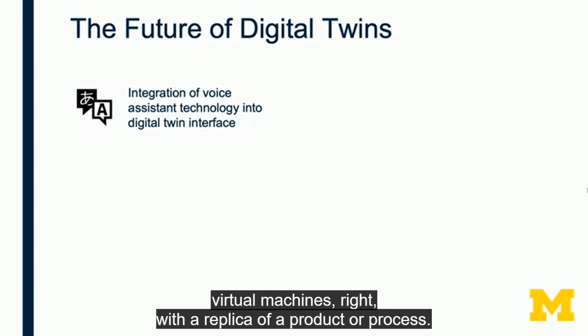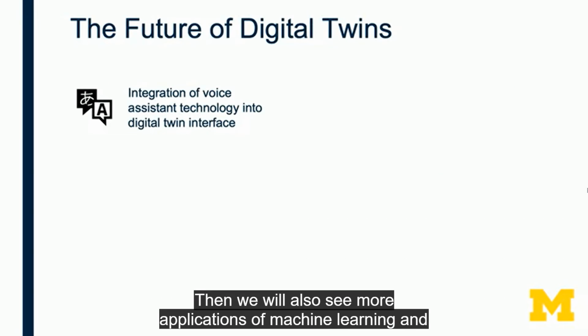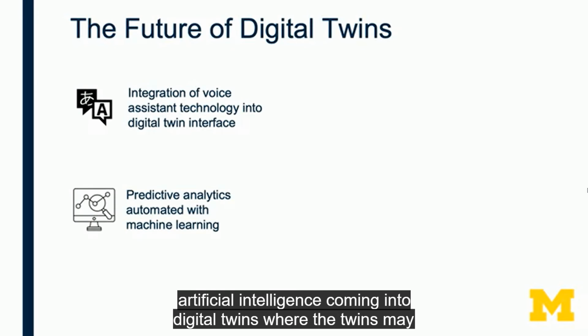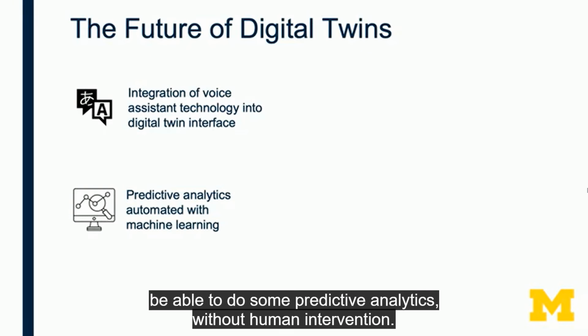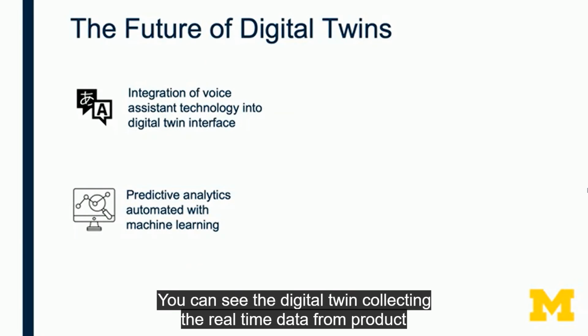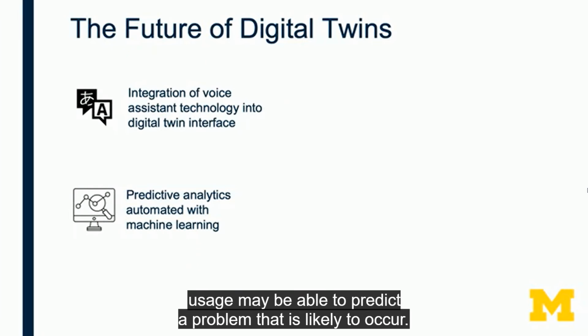Then we will also see more applications of machine learning and artificial intelligence coming into digital twins, where the twins may be able to do some predictive analytics. Without human intervention, you can see the digital twin collecting real-time data from product usage and predicting a problem that is likely to occur. So you will see more predictive analytics being applied.